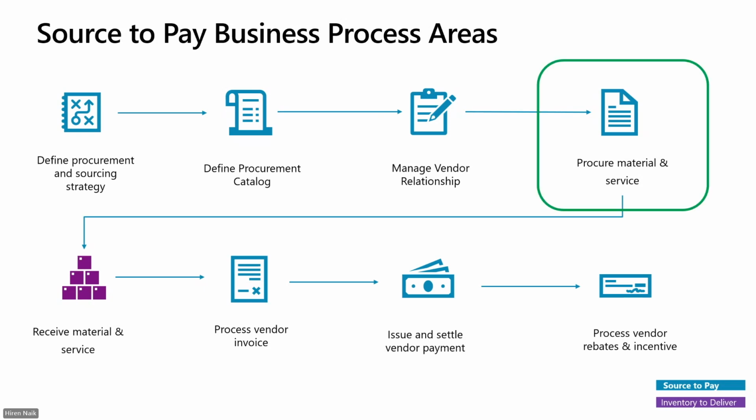The approval management app is connected to the process for procuring material and services, specifically targeted to the two major steps of approving purchase requisitions and approving purchase orders. I will now hand over to Hiren, who will present the user interface.